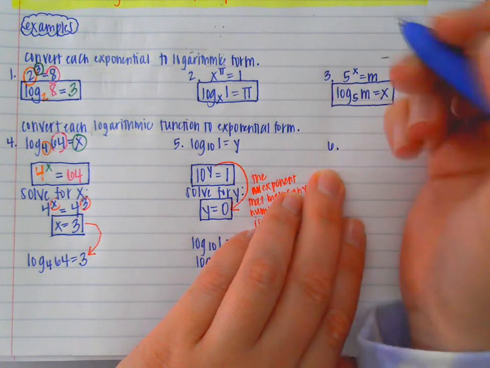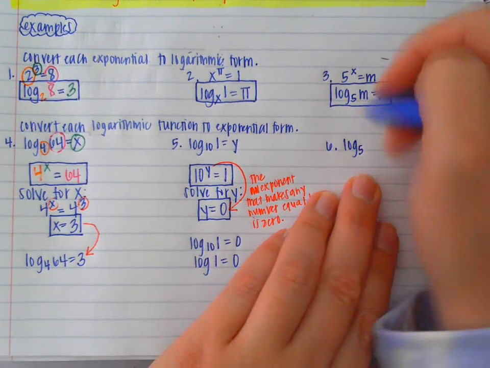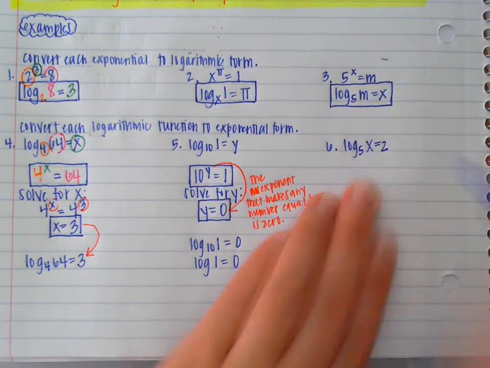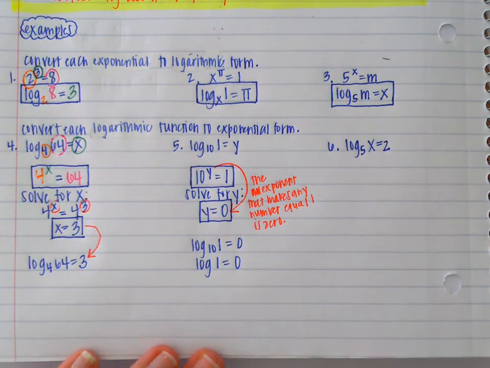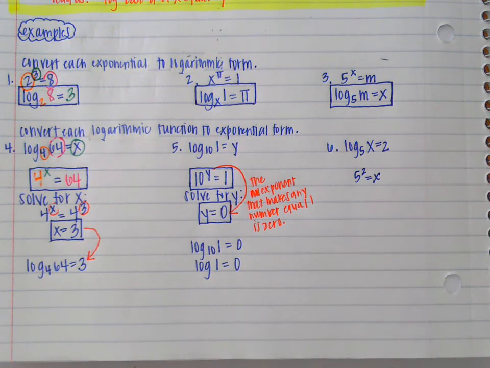If I gave you log base 5 of x is equal to 2. So pause me here, rewrite this one as an exponential, and then come back and check your work. Okay, so you should have gotten 5 squared equals x.